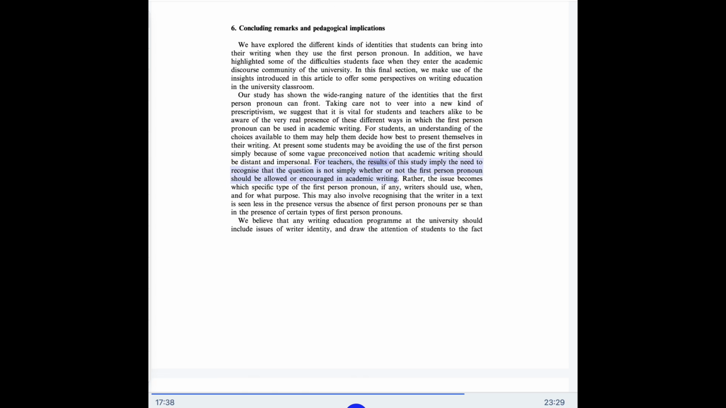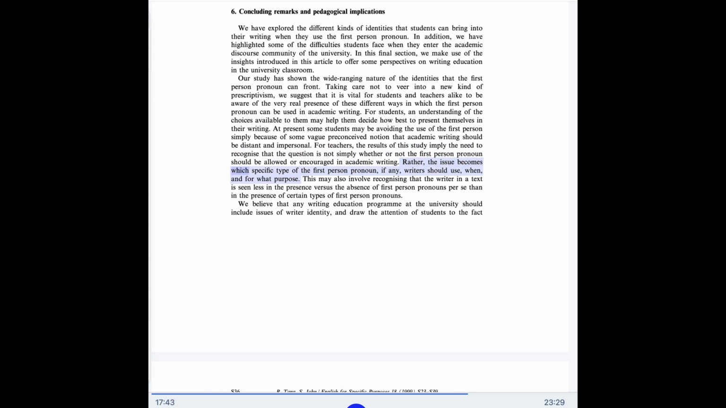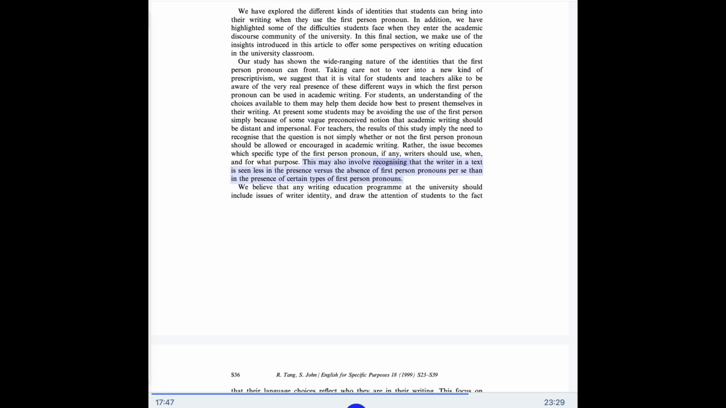For teachers, the results of this study imply the need to recognize that the question is not simply whether or not the first person pronoun should be allowed or encouraged in academic writing. Rather, the issue becomes which specific type of the first person pronoun, if any, writers should use, when, and for what purpose. This may also involve recognizing that the writer in a text is seen less in the presence versus the absence of first person pronouns per se than in the presence of certain types of first person pronouns.